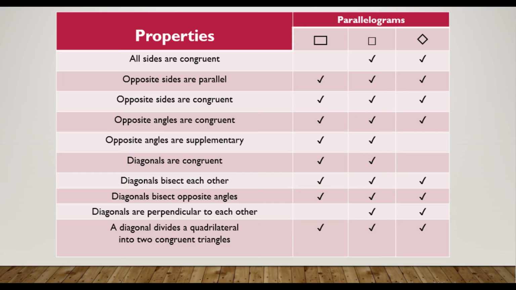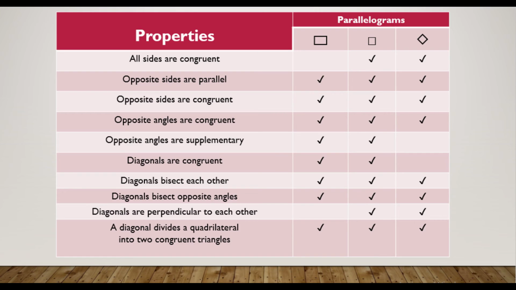For the fourth property, it states that opposite angles are congruent. Which of these 3 types of parallelograms qualify for this property? Again, by the definition of parallelogram, all 3 types of parallelograms have opposite angles that are congruent. So all 3 types of parallelograms have check marks on them.